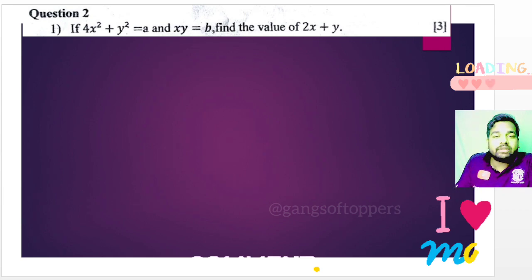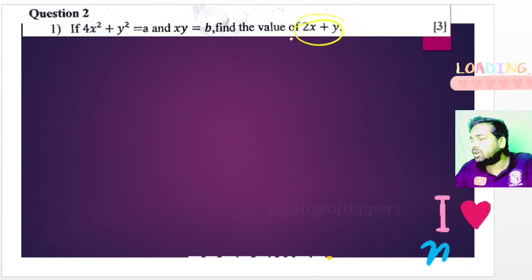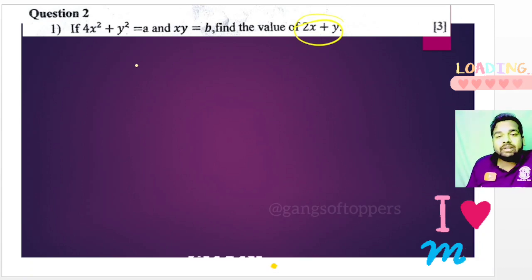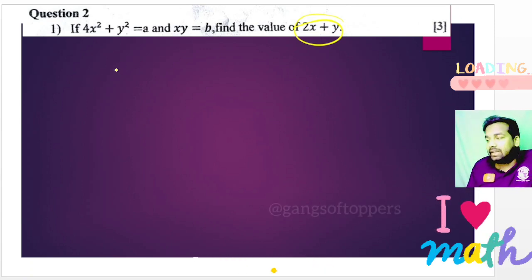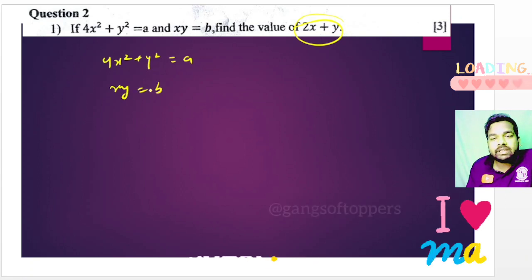Now we are going to solve the second part, question number 2, and it is asking us to find the value of 2x plus y. In the question the condition is given, that 4x square plus y square is equal to a. And xy is also given, it is b. This is the condition given, and you are going to find the value of 2x plus y.